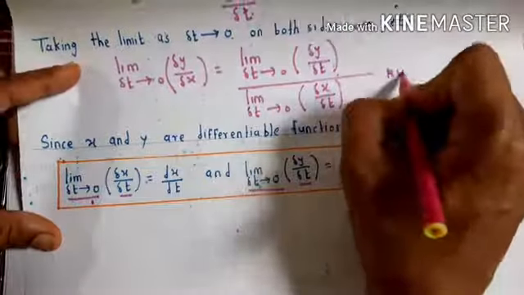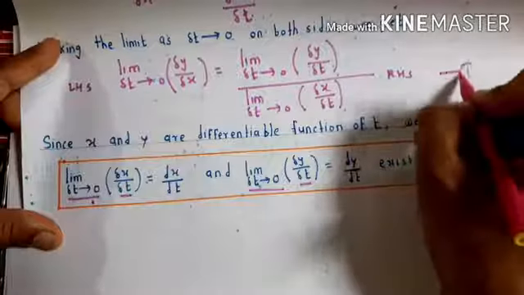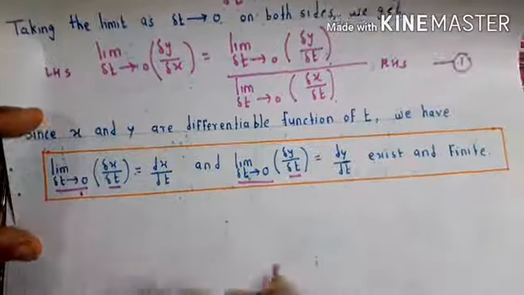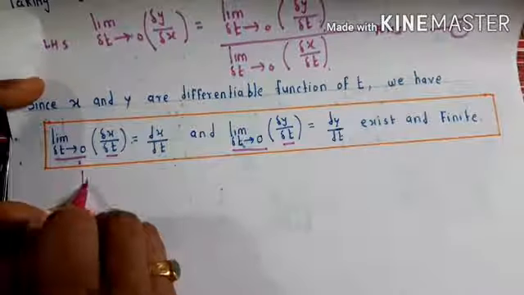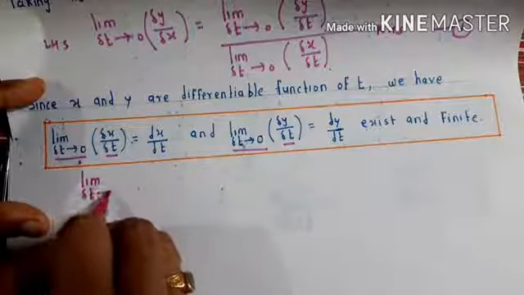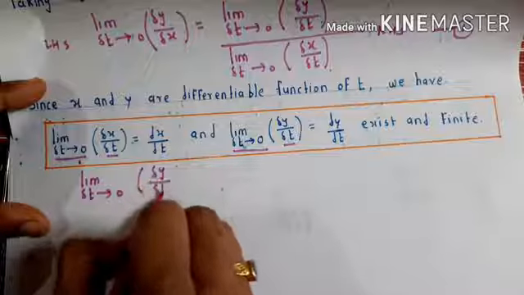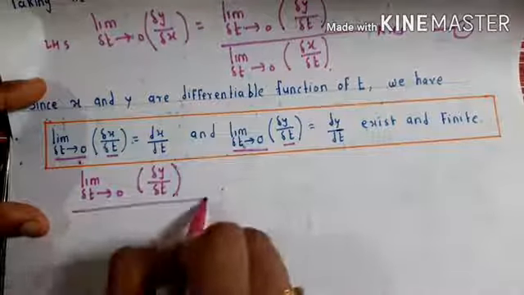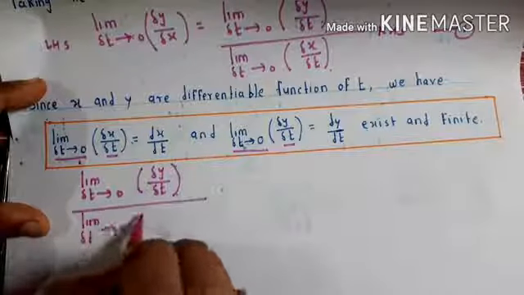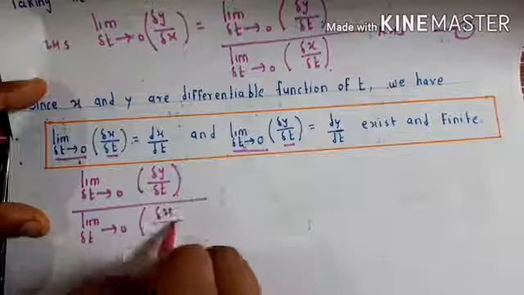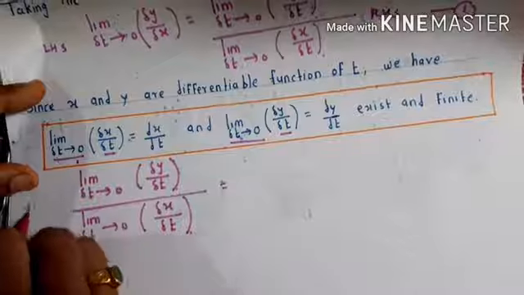Suppose this is RHS and this is LHS. So this is statement 1. Consider RHS of statement 1, that is limit delta t tends to 0, delta y upon delta t divided by limit delta t tends to 0, delta x upon delta t. Okay, so students, this is RHS.